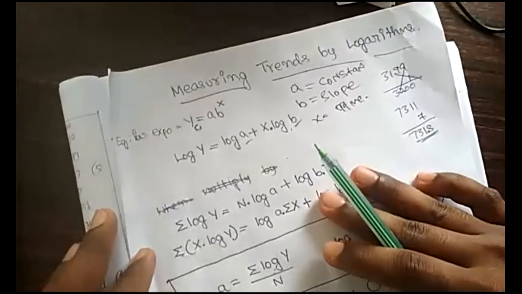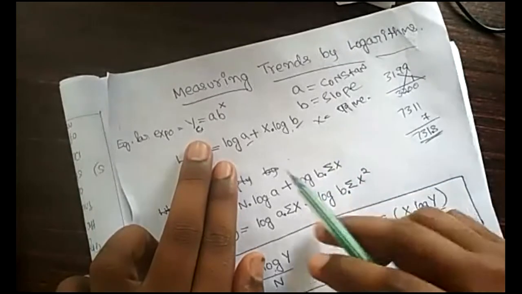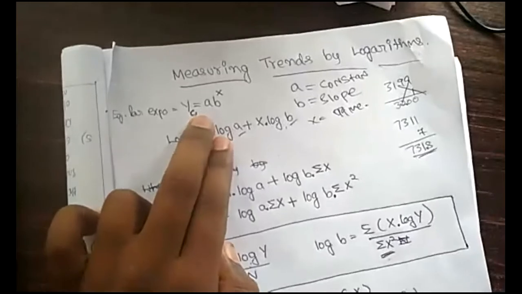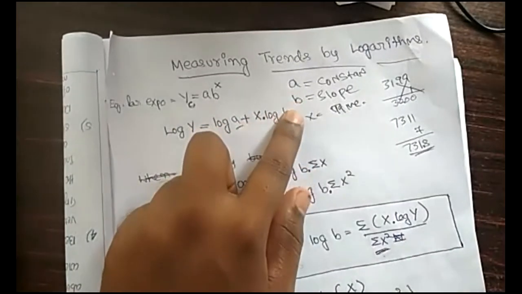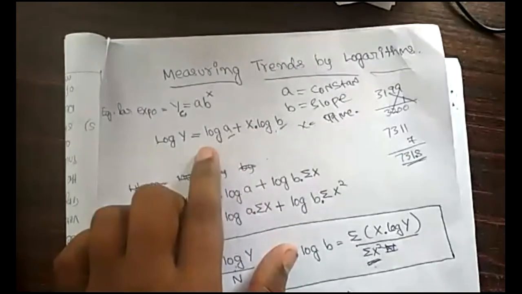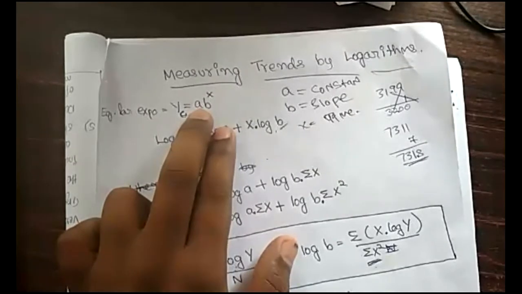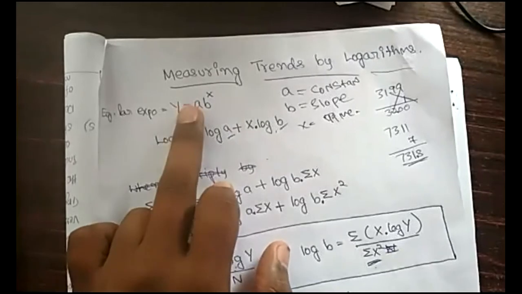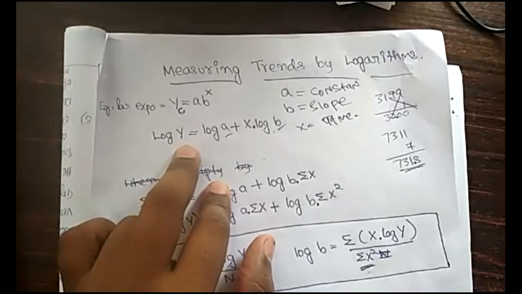Under that, the equation to find the trend values is y is equal to a into b to the power x. With this equation we find the trend values. Here a is the constant value and b is the slope, and this is the normal equation to find trend values. Next we transform this equation into log values.